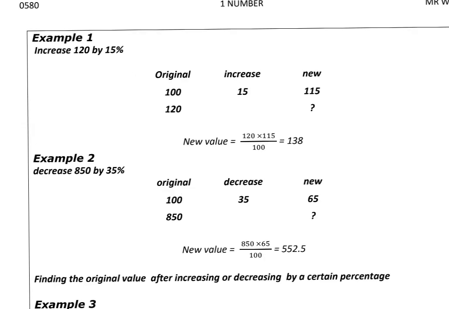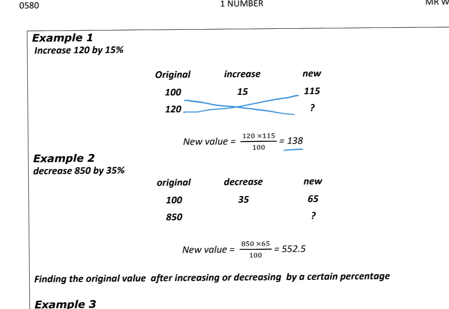Moving on, how to increase a quantity by a fixed percent. For example, if I need to increase 120 by 15%, you can use this simple method. The original 100 increased by 15, now the new one is 115. If the original is 120 and I need to find the new one after increase of 15%, cross multiply. So 120 times 115 divided by 100 equals 138. So this is the new value after increase by 15%.